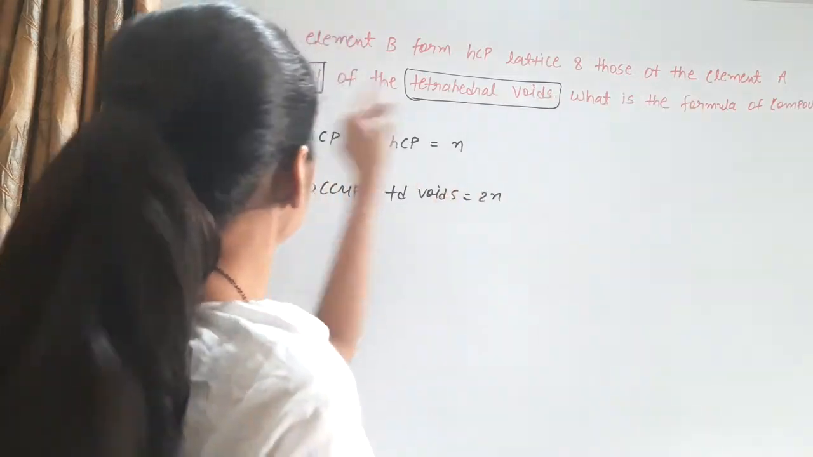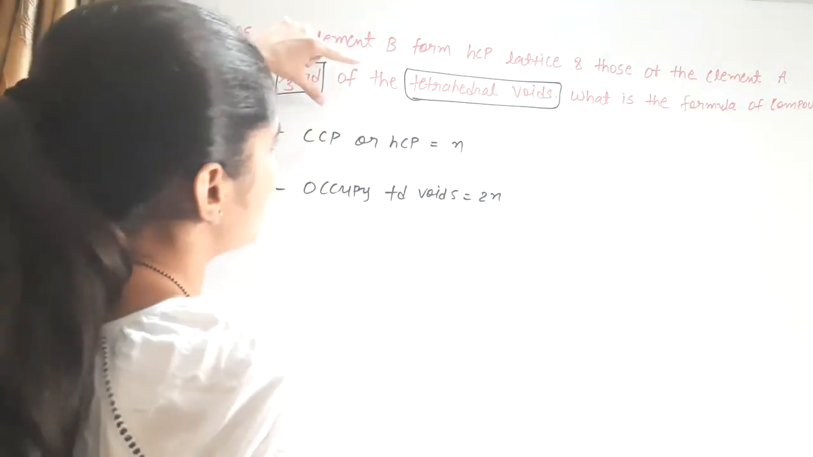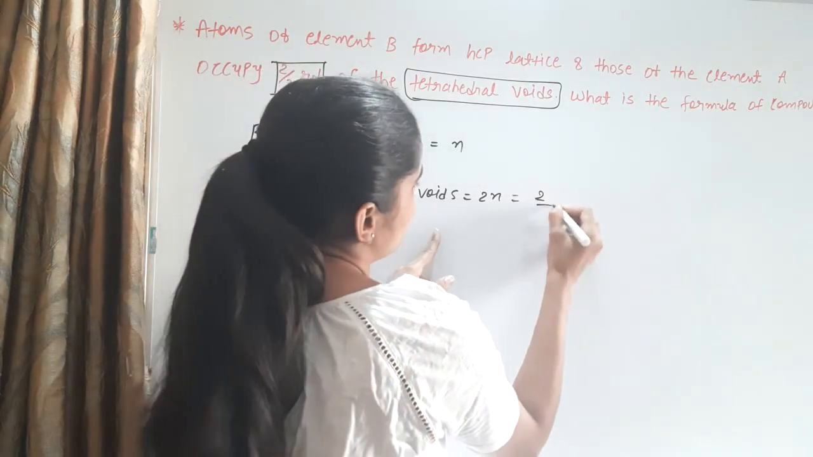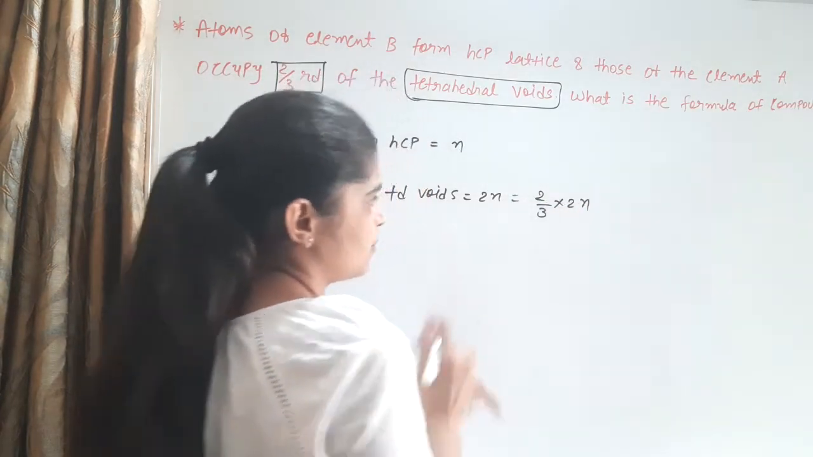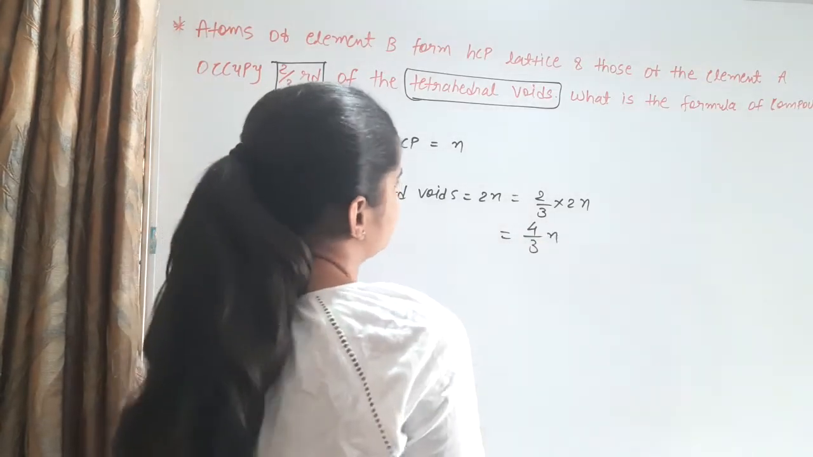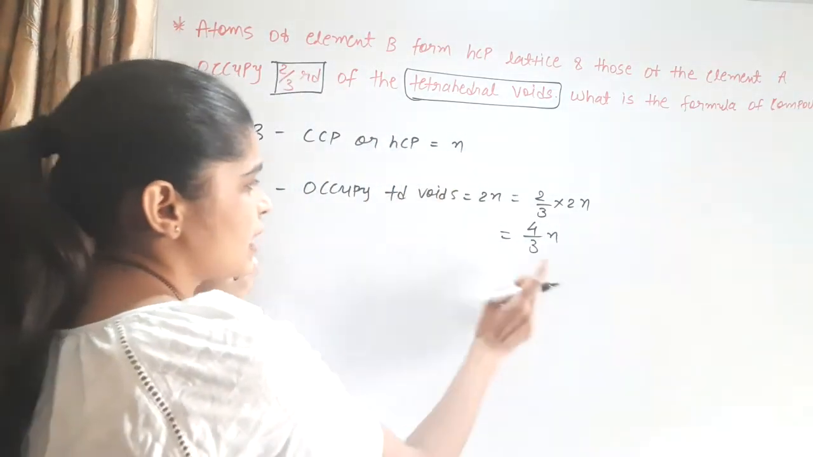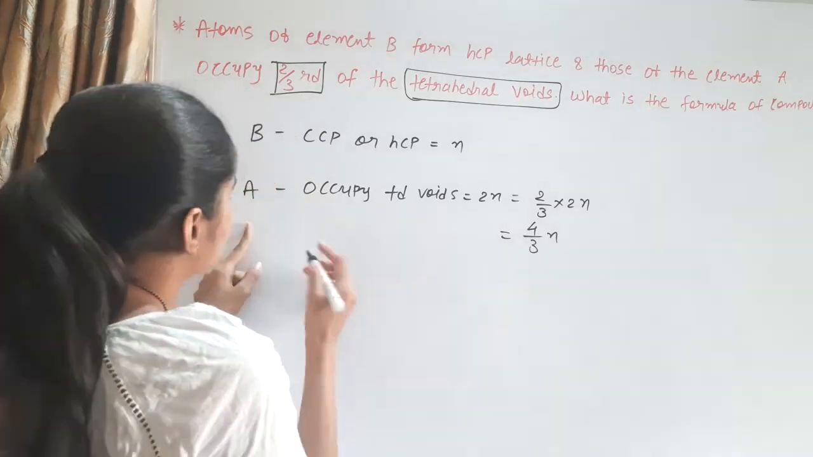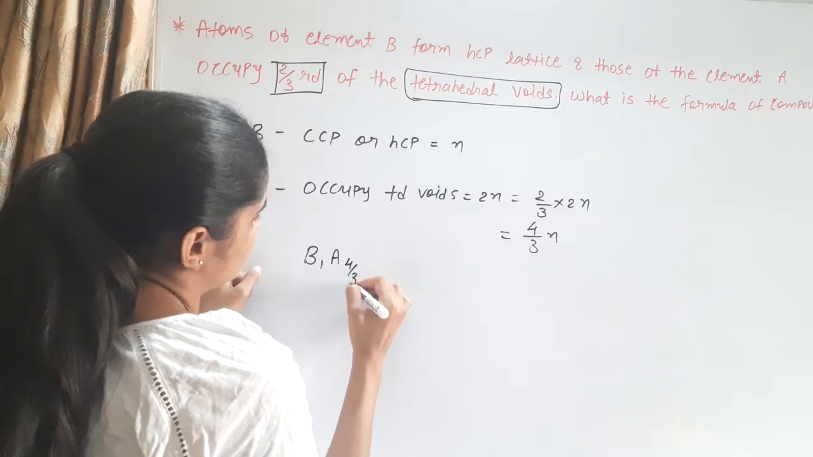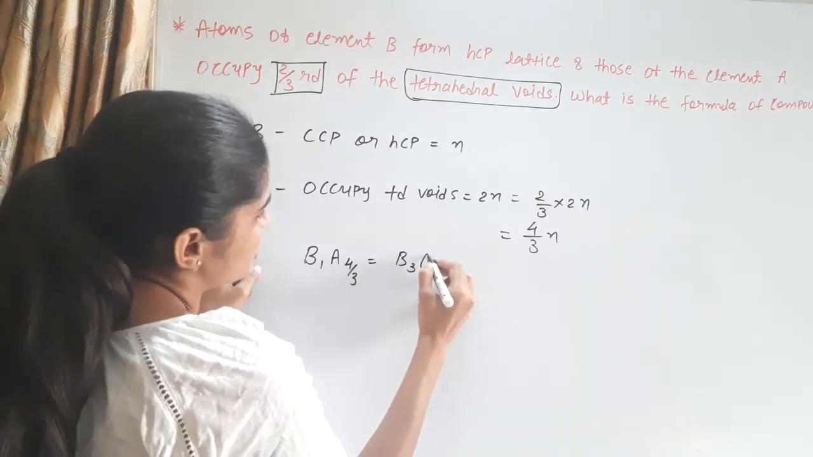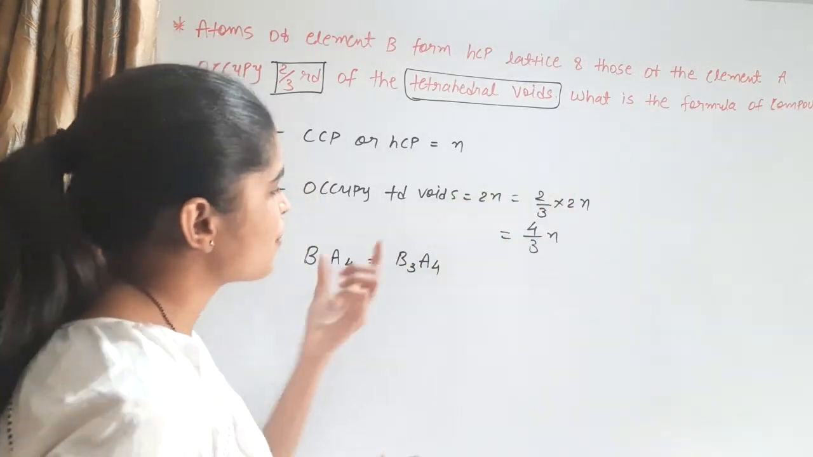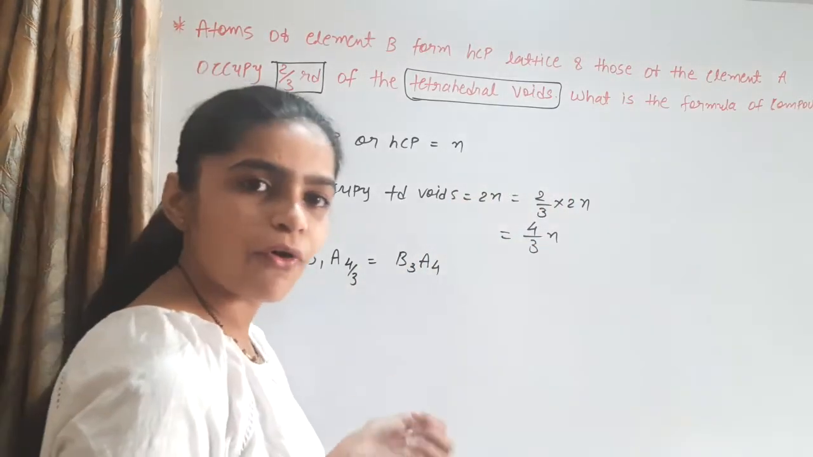But element A occupies 2/3 of the tetrahedral voids. We write 2/3 into 2n, so this is 4/3 n. B is n and A is 4/3 n. So we write B1 and A 4/3, which is equal to B3A4. So the formula of the compound is B3A4.